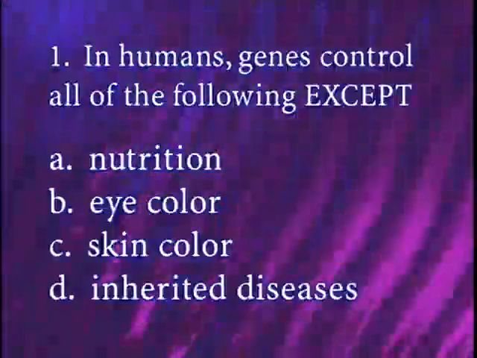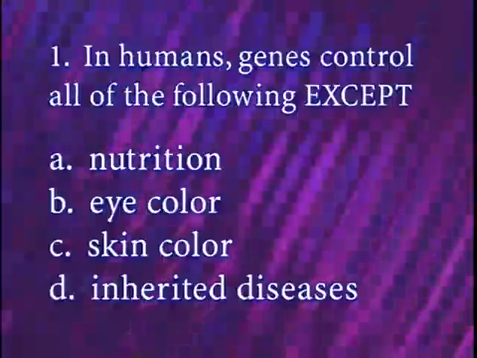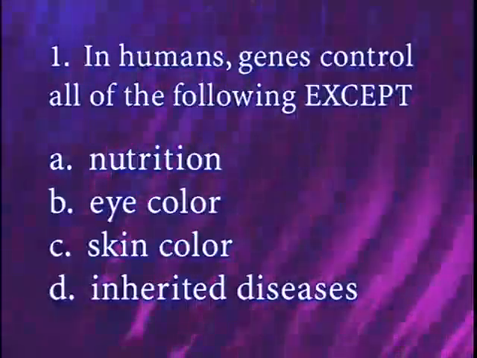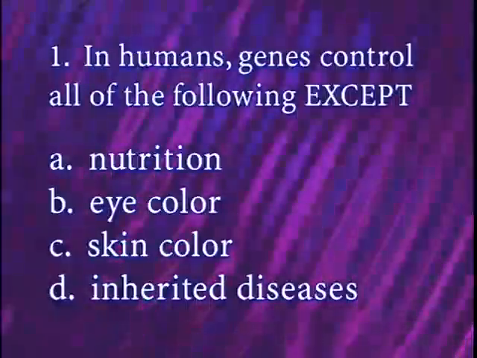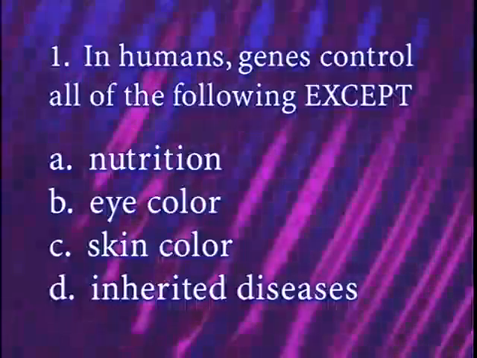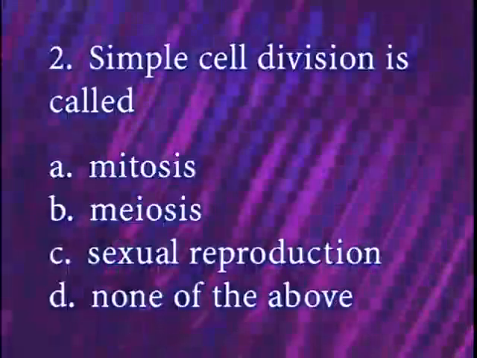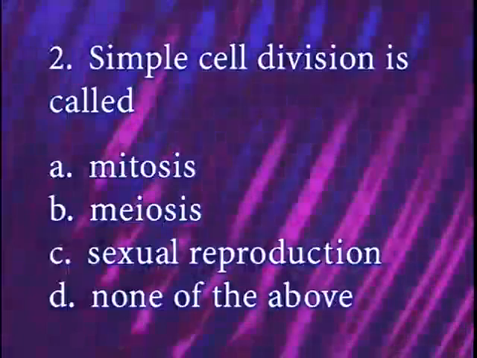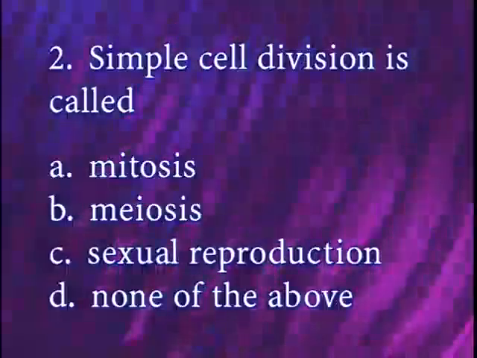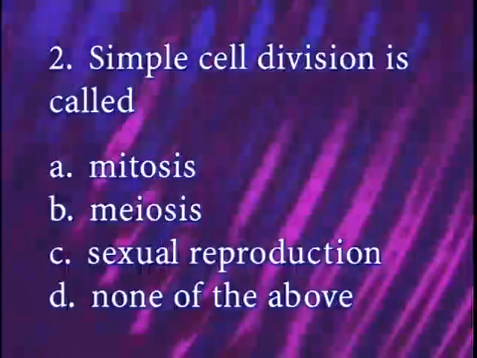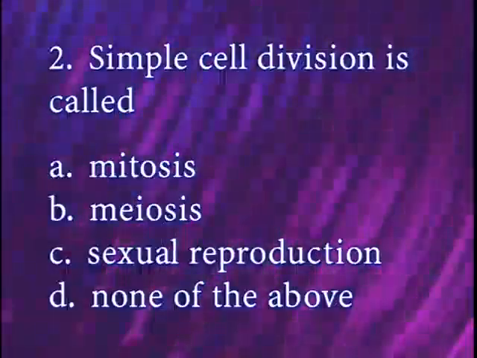Final quiz. In humans, genes control all of the following except A. Nutrition. B. Eye color. C. Skin color. D. Inherited diseases. Simple cell division is called A. Mitosis. B. Meiosis. C. Sexual reproduction. D. None of the above.